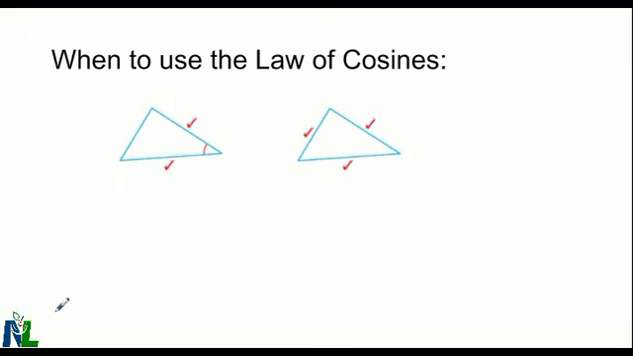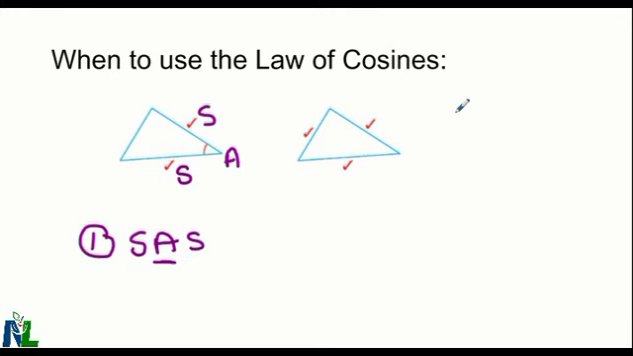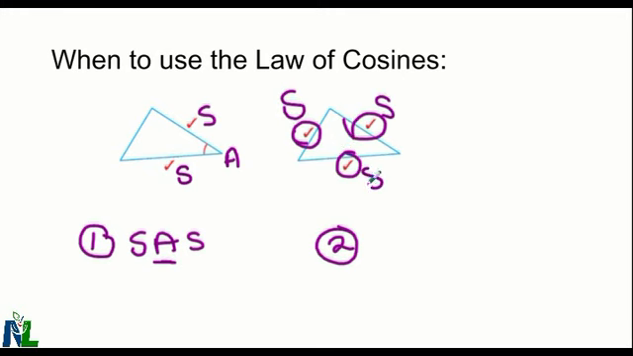There are two conditions that tell us when we need to use the law of cosines. The first condition is side, angle, side. Whenever we have a side length with an angle and another side length, so your angle is in between those two side lengths, we always use the law of cosines. The other condition is if we know all three sides of our triangle: side, side, side. So the second condition is knowing the three sides of our triangle.